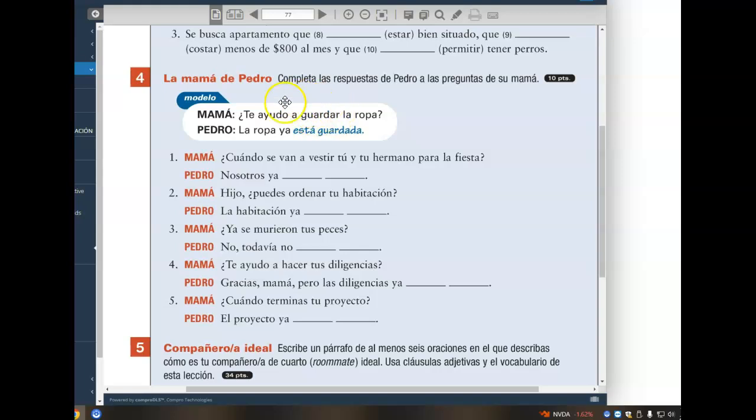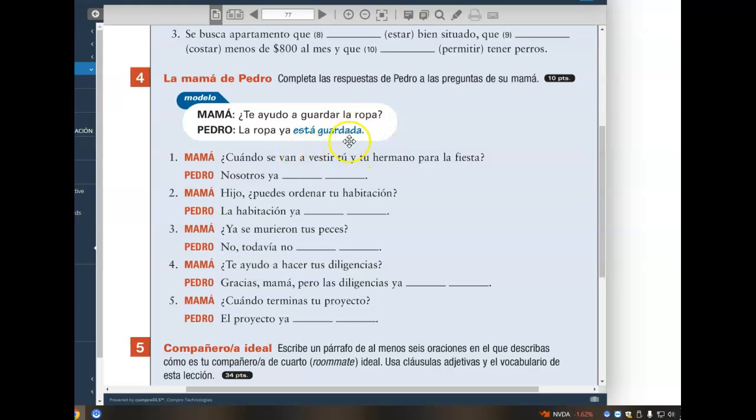in the question. So, for example, te ayudo a guardar la ropa. Shall I help you put away the clothes? La ropa ya está guardada. The clothing is already put away. Correct answer for part 4. ¿Cuándo se van a vestir tú y tu hermano para la fiesta? Y nosotros ya estamos vestidos.